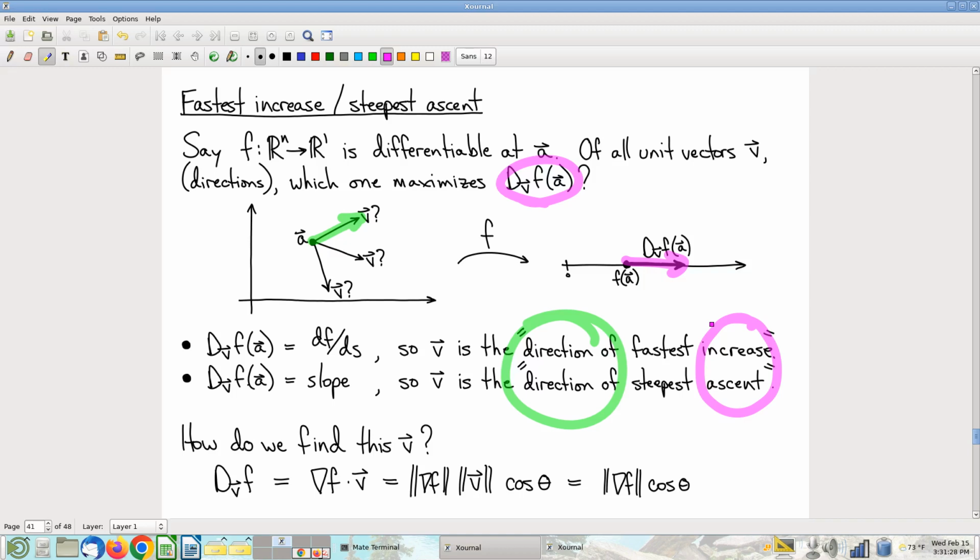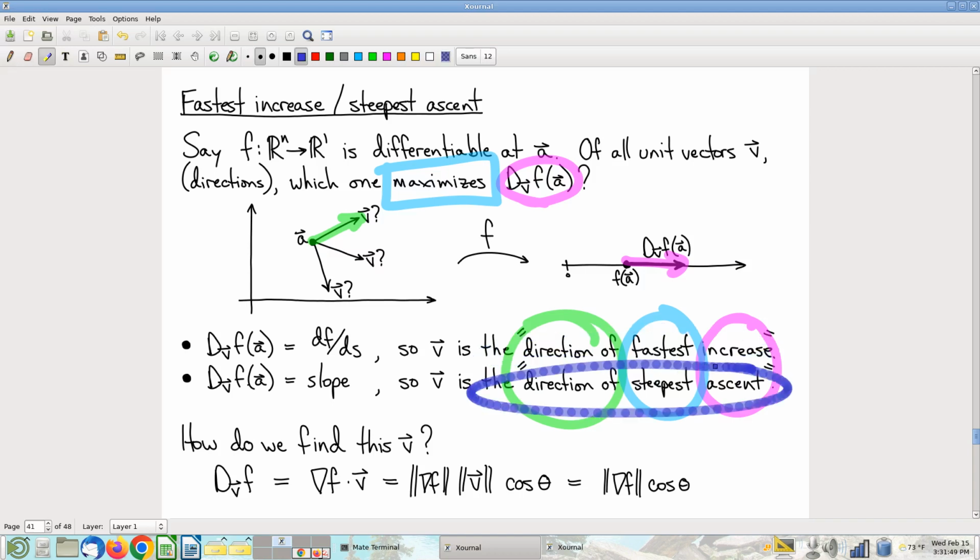What will make this as big as possible? So how do we maximize that directional derivative? In other words, what's the direction of fastest increase, or the direction of steepest ascent, however you want to phrase that. So we have these two different phrasings of the same question. I have a slight preference for this one because it doesn't depend on your ability to view the situation as a graph. You don't have to view it as a graph.